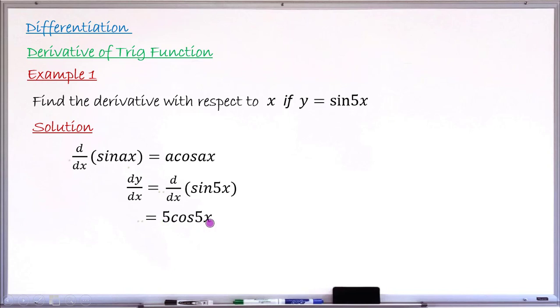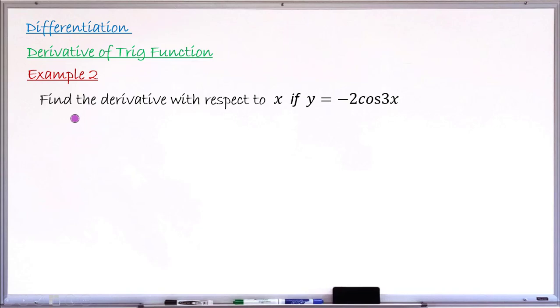Let me take another example. Example number 2 says find the derivative with respect to x if you have the function y equals minus 2 cos 3x.